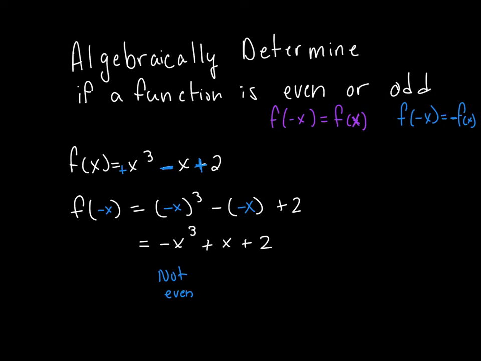For it to be odd, though, all of the signs have to be different. So positive goes to negative, good. Negative goes to positive, good. Oh, but wait, the last one did not change. So that means this is also not odd. So this function is neither odd nor even. So we call this function neither.